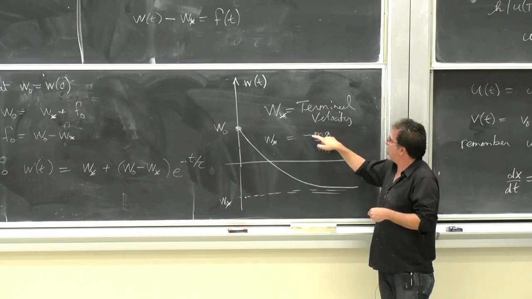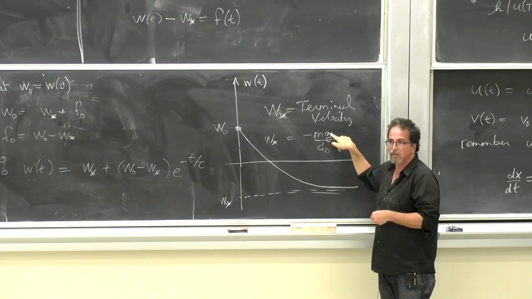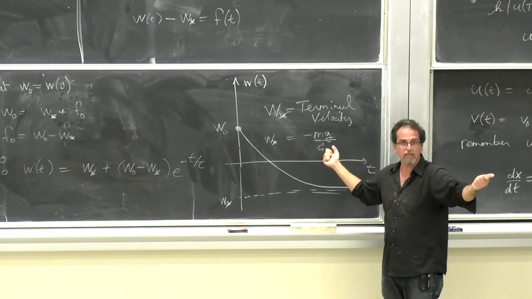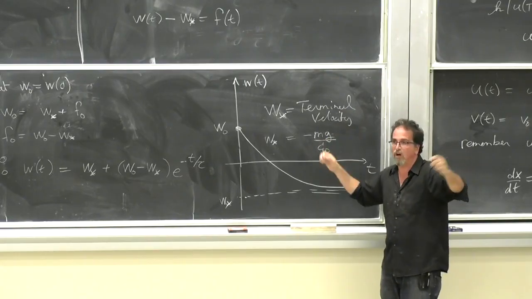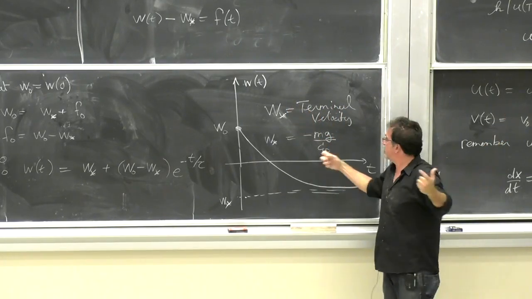A parachutist cannot control her M, and she cannot control G. But she falls, and then she increases C rapidly. So she's falling for a while, enjoying the free fall, and out goes the parachute. Boom. And C gets really, really big.